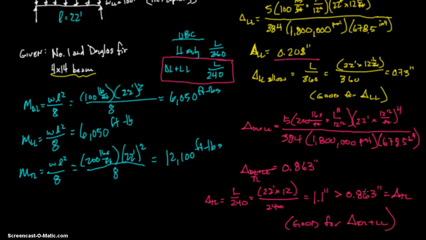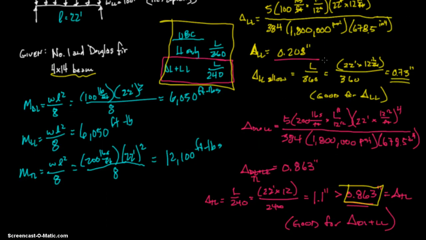Let's look back and see if we answered everything they're asking for. It says, what is the total deflection of a 4x4 beam? We said the total deflection is 0.83. There you go. And then it also asks, is it good for plaster? Here was your plaster requirement from the Uniform Building Code. It said the live load had to be less than L over 360. L over 360 was this, and our live load deflection was this, so it was less.